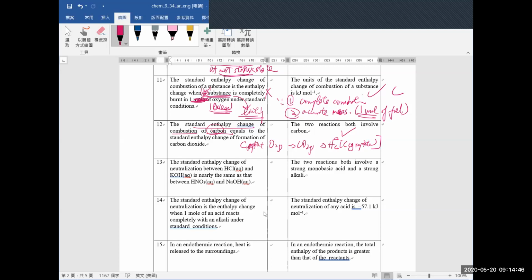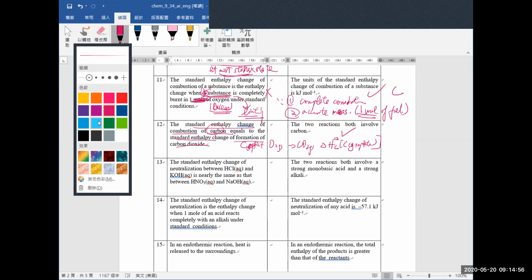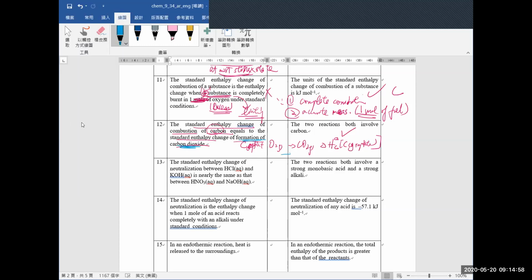How about the second statement? The standard enthalpy change of formation of carbon dioxide. So from this angle, you are going to relate to carbon dioxide as the main role. So carbon dioxide we have is for 1 mole. So how can we produce 1 mole of CO2? I need 1 mole of graphite and 1 mole of O2.